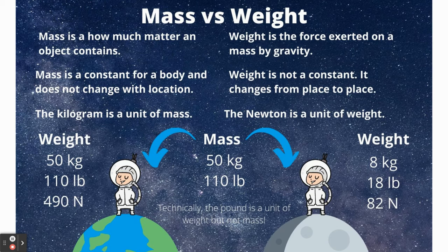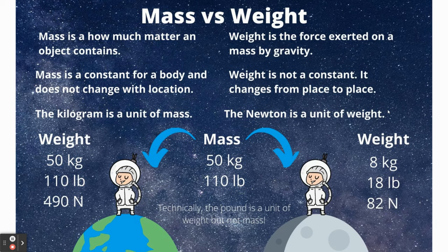Sometimes you'll see that on Earth, our mass and our weight are the same. But as we change locations, our mass and weight change. So we can take our weight in units of kilograms or pounds on the Earth. But if we want to find the mass of an object on the moon, we can't just measure the weight and say it's the same, because it's not.